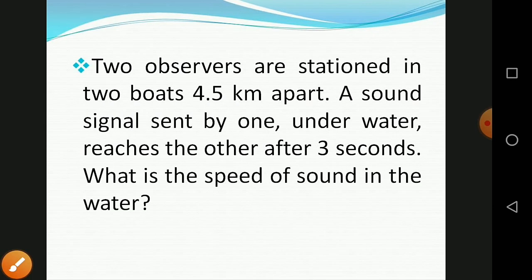And the next one. Two observers are stationed in two boats 4.5 kilometers apart. A sound signal sent by one underwater reaches the other after 3 seconds. What is the speed of sound in water?